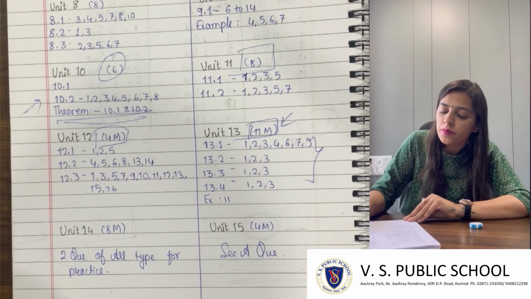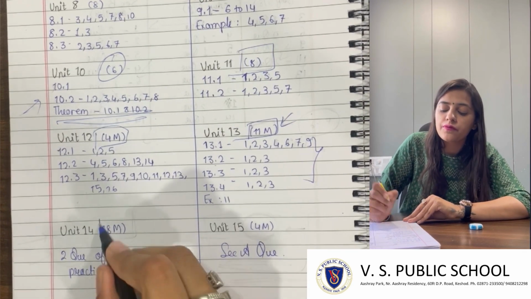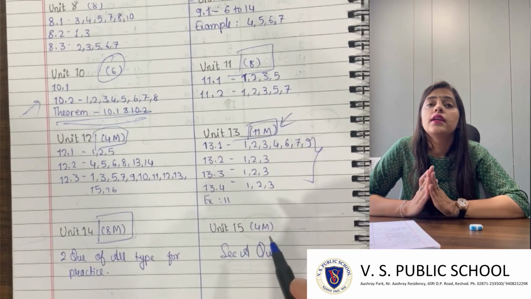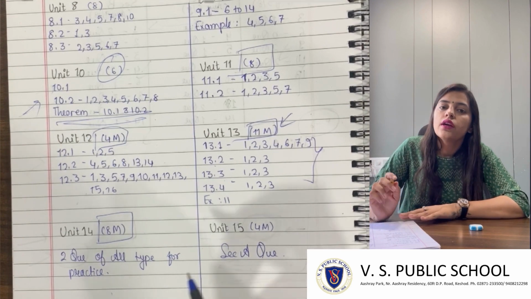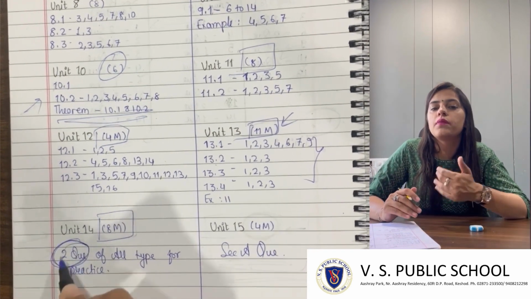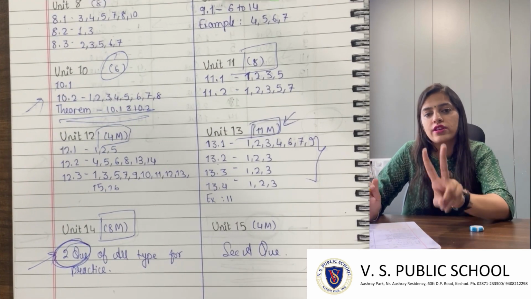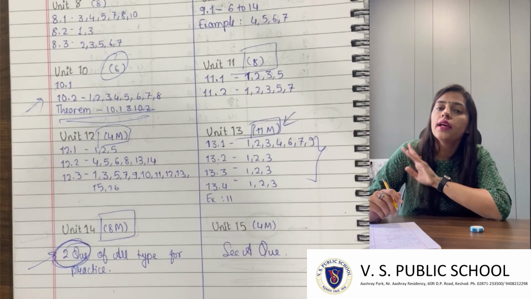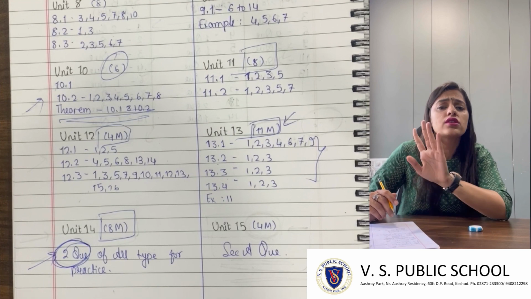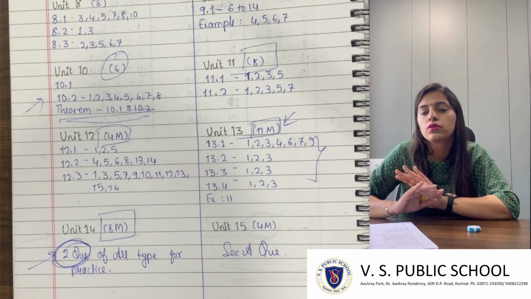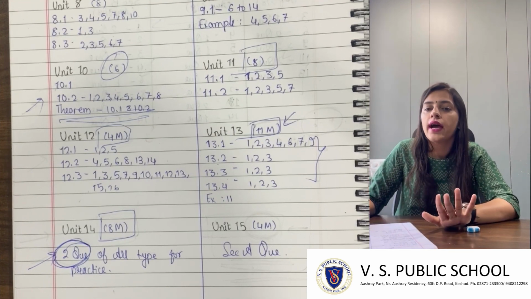Now let's talk about chapter 14 and chapter 15. Chapter 14 is of 8 marks. Again in chapter 14, there are questions for mean, median and mode, right? So for all the types of questions, practice 2 questions of each type, right? That would be enough. If you practice 2 questions of each type, that is going to give you a complete overview of the entire chapter.